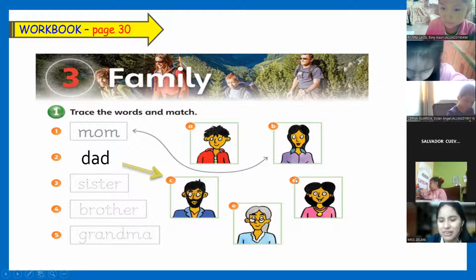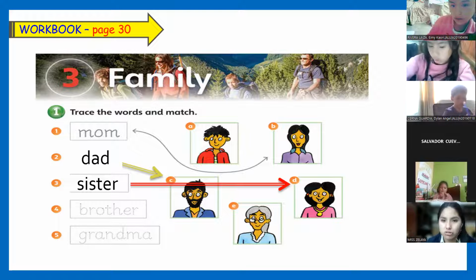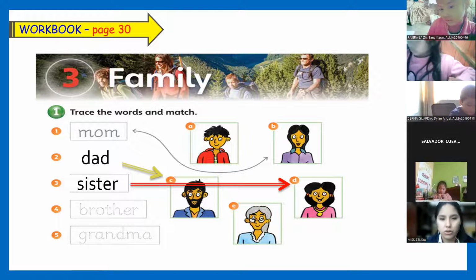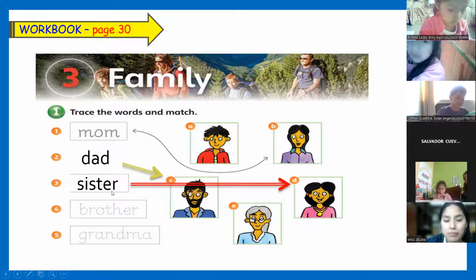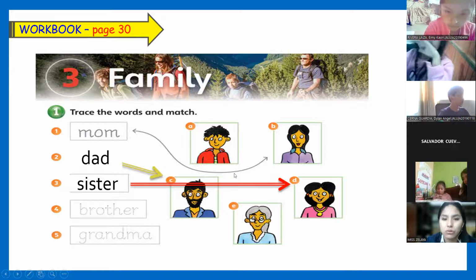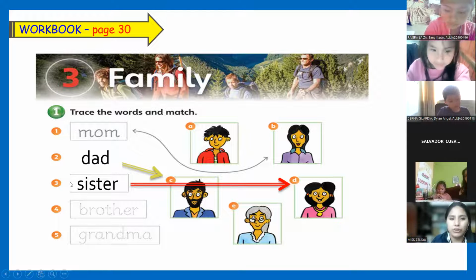¿Los colores o de un solo color? Different colors. Choose another color, okay? Like my example, miren mi ejemplo en la pantallita, yo estoy trazando con el lápiz y uso otros colores para la unión, okay? The number three is sister.